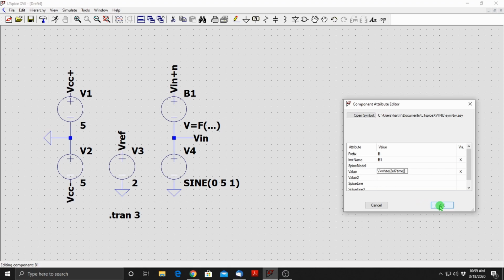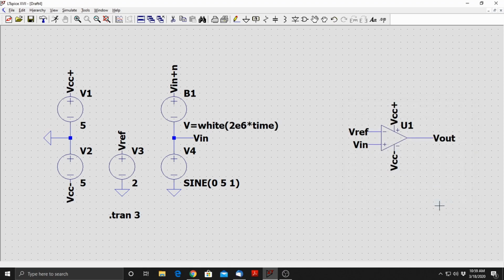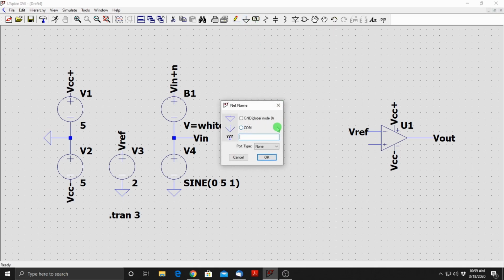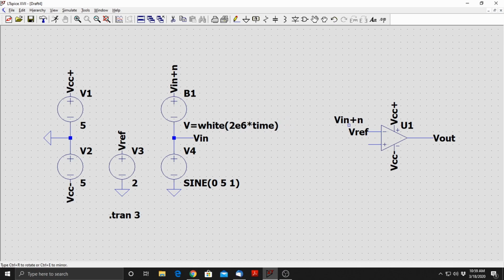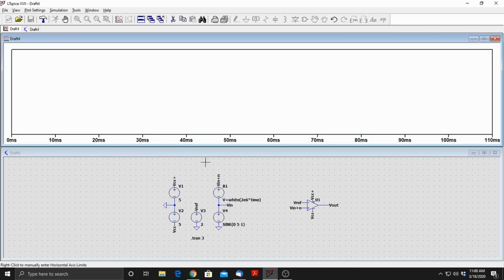So I'm going to click OK, and I am going to now also delete this Vin that's being applied to my non-inverting input terminal and replace that with Vin plus N, so that I'm applying the noisy input signal to my non-inverting terminal. If I run my simulation again, let's look at Vin.